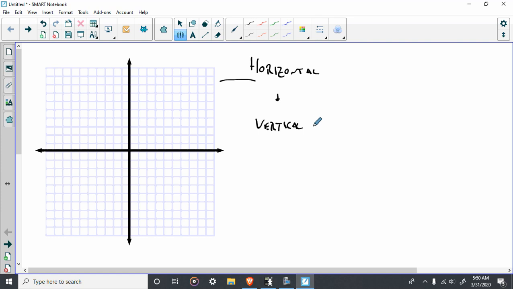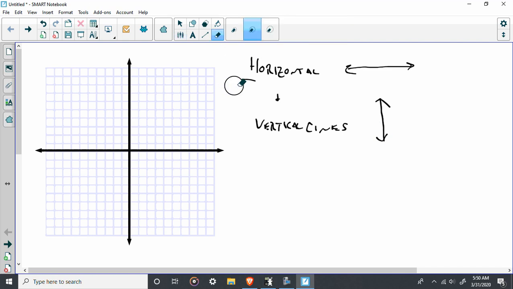Okay, so horizontal and vertical lines. First of all, horizontal lines go this way. This is the definition of horizontal, left to right, like horizon. Vertical lines go up and down. The biggest challenge for most people is remembering which one is which.